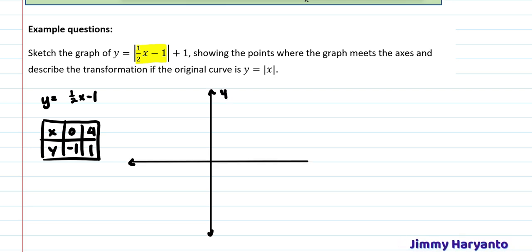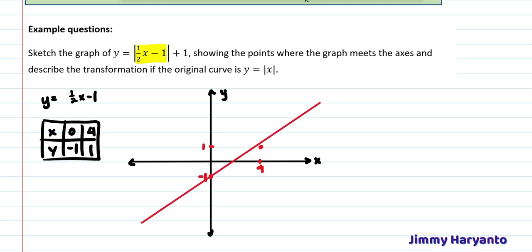That means to sketch it, you have to create the x-axis and the y-axis, and then you will input the point 0, negative 1 right here, and 4, 1 right there. 4 and 1. And then you will connect the points like that. Okay.